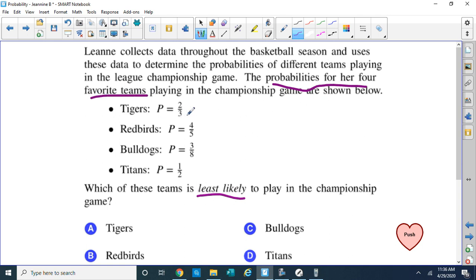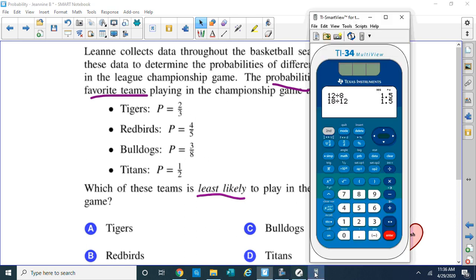So the problem is they're all fractions. We need to change our fractions to decimals to make it easier to look at, or change these fractions to common denominators where you can look at the numerators and compare them. So I'm just going to change all of these to decimals. I'm going to take the top number, the numerator, and divide it by the denominator.